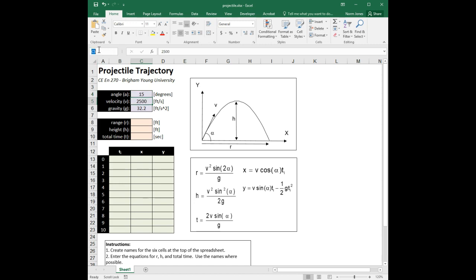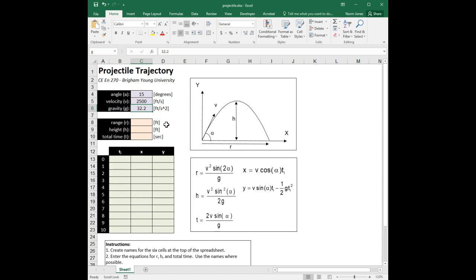And I'm going to go here and type V. Now I could type velocity or VEL. You can do anything you want, but I'm just going to do V to keep things simple and to match my formulas down here. And then for gravity, C6, I'm going to type G and hit enter.